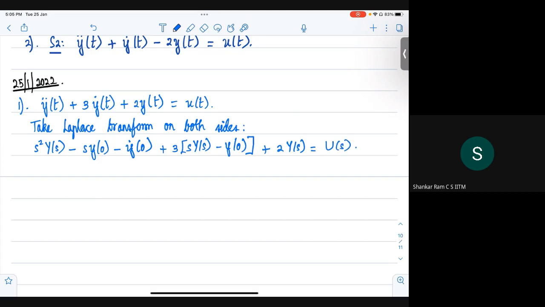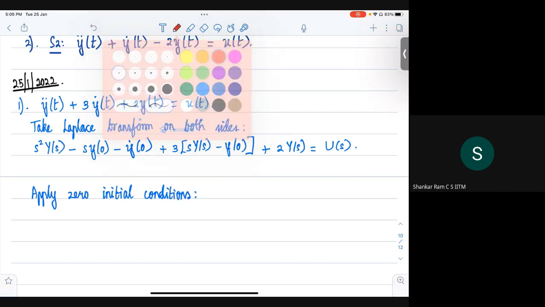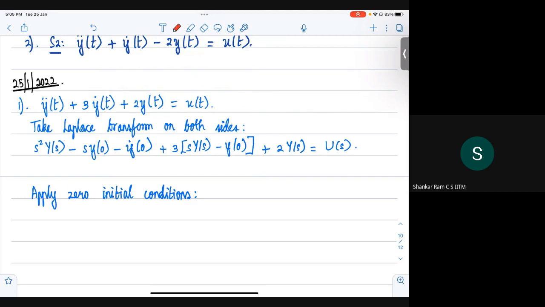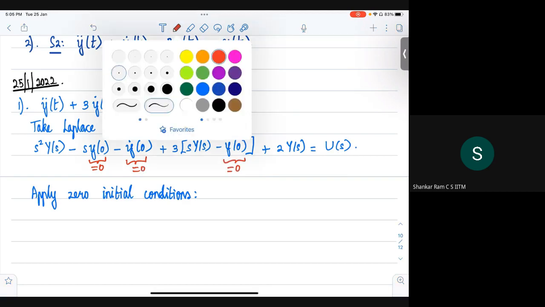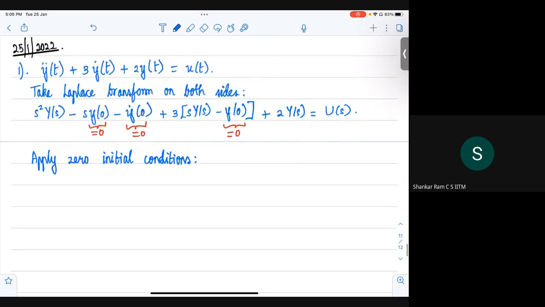Okay, so then what do we do? We apply all the initial conditions to be 0. So we take all the initial conditions as 0. So what's going to happen is the following, right? If I apply 0 initial conditions, y of 0 becomes equal to 0, y dot of 0 becomes equal to 0. Okay, so these terms vanish, right? So once these terms vanish, what happens?